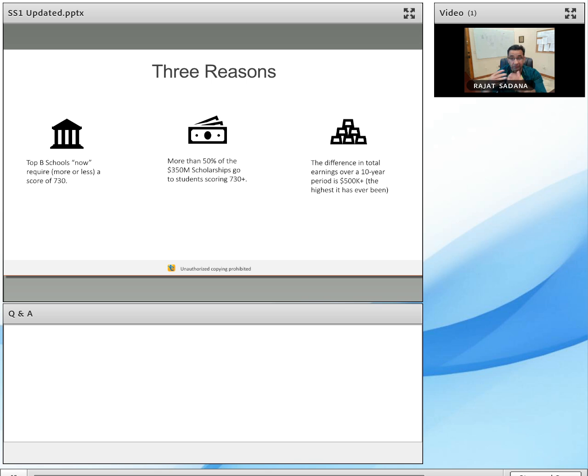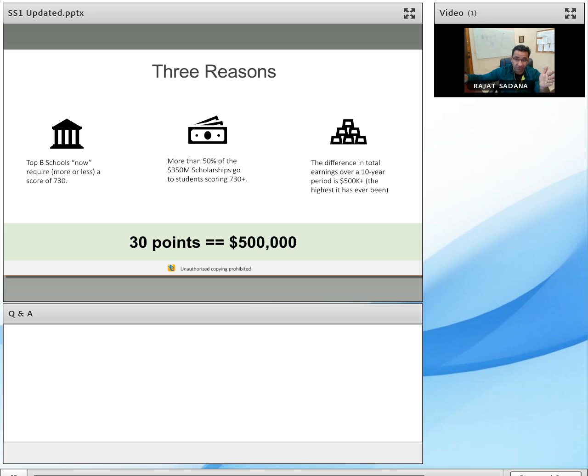Some of you are saying, can you share more data? Can you be a bit more specific with regards to what you mean? Let me just do that. But at a very high level, if you can get to a score of 730 or higher, that's $500,000 of money that you'd get in your pocket. That's just the value of that score.